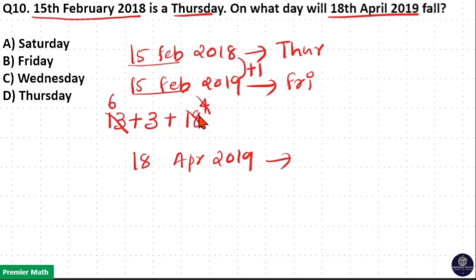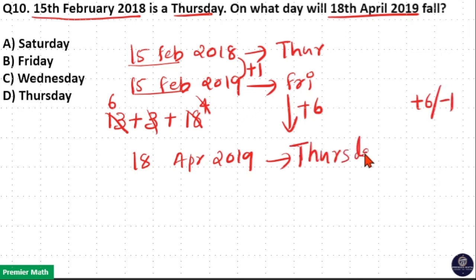Now, 4 plus 3 cancel, that is 6 odd days between 15 February 2019 and 18th April 2019, which means Friday plus 6 or Friday minus 1 will give you Thursday. That is option D is your answer.